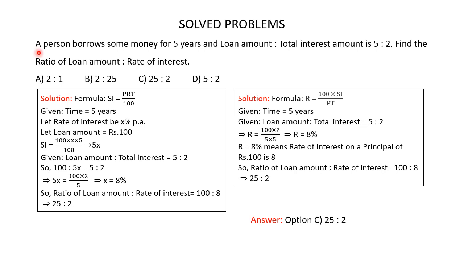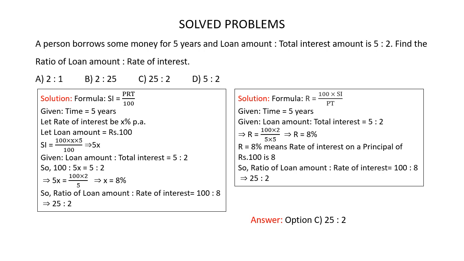A person borrows some money for 5 years. The loan amount is to total interest amount is 5 is to 2. Find the ratio of loan amount is to rate of interest. Here you are given 4 options and you have to find out which of these options is the correct one. Now this problem can be solved by 2 methods. Let's look at the first method now.